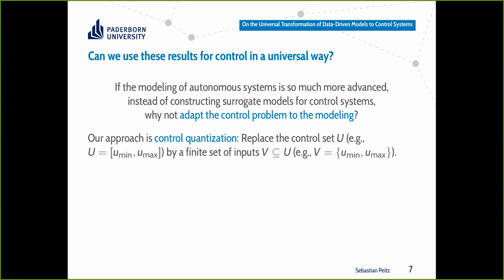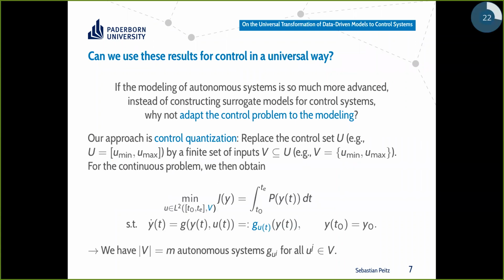So we have a control set, a bounded control set U, let's say the interval between a lower bound and an upper bound. And we now replace this by a finite set of inputs V. And this might be just the bounds themselves. So it's a set with two elements. And this now allows us to rewrite the control problem that I had in the beginning. So it looks basically identical. The only difference is that we now have this set V instead of the bounded set U.